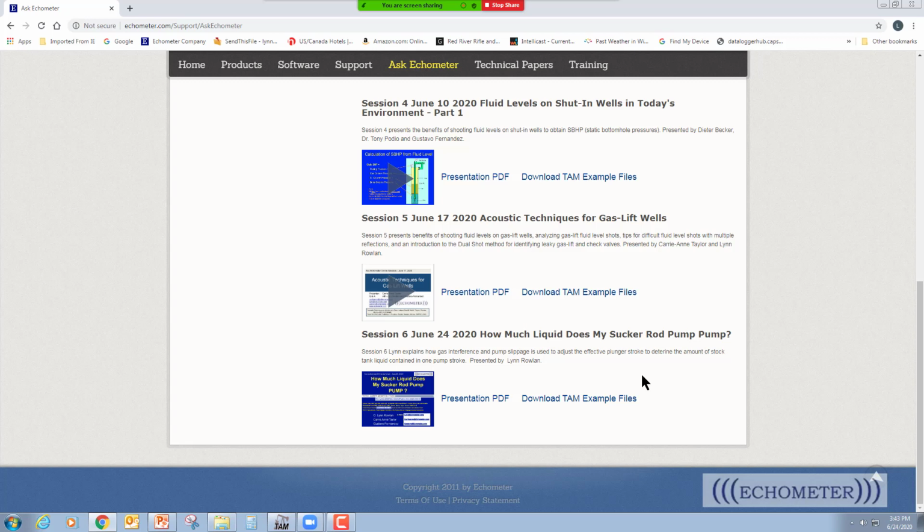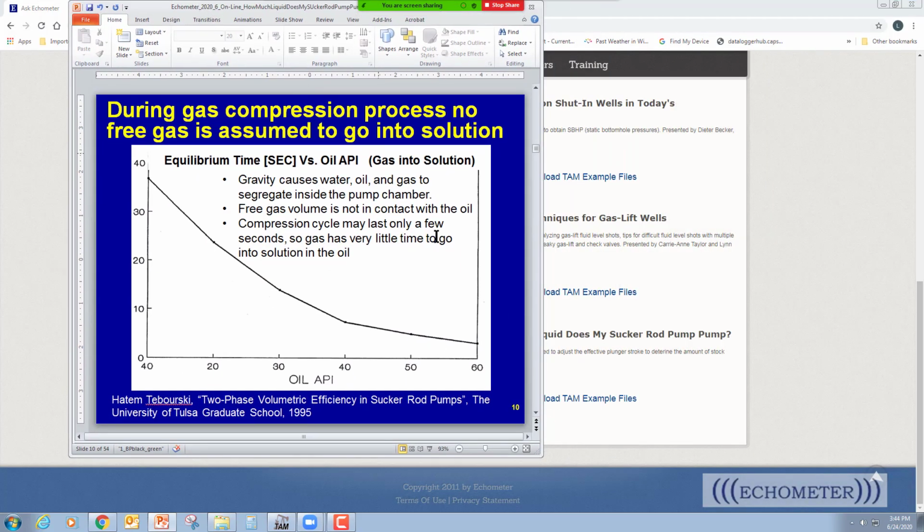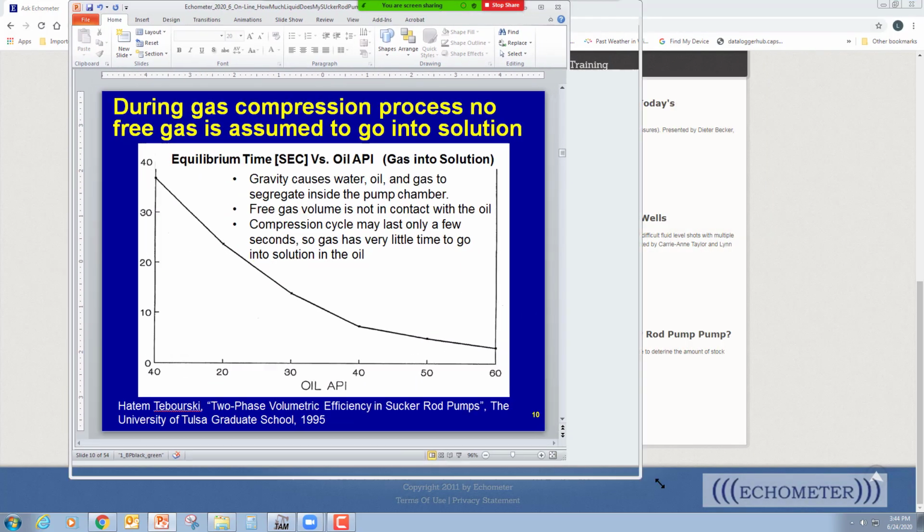One last question, Lynn, is on slide number 10. I got someone asking if the time for the gas to go into a solution should not be the time for one stroke, which is about 8 seconds. Which is this slide right here. So there's slide number 10.